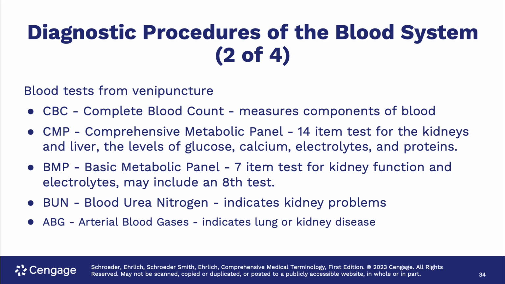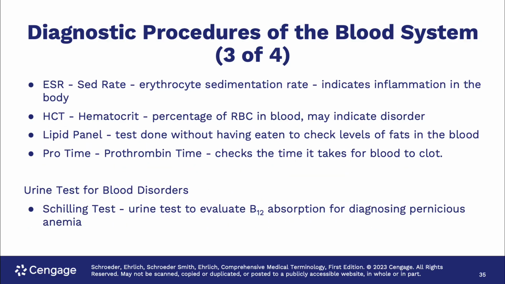Basal Metabolic Panel is BMP, and that's 7 tests for kidney function and electrolytes. BUN is blood urea nitrogen, and that can indicate kidney problems. And ABG is arterial blood gases, and that can be either lung or kidney problems. And those are things that you can diagnose with that. ESR is a sedimentation rate, the erythrocyte sedimentation rate, and that can indicate inflammation. HCT is your hematocrit percentage. So that's the percentage of the red blood cells in the blood, may indicate a disorder.